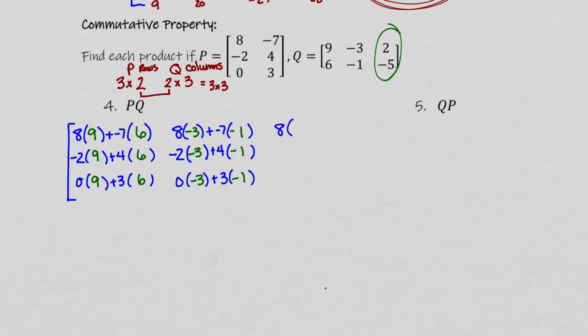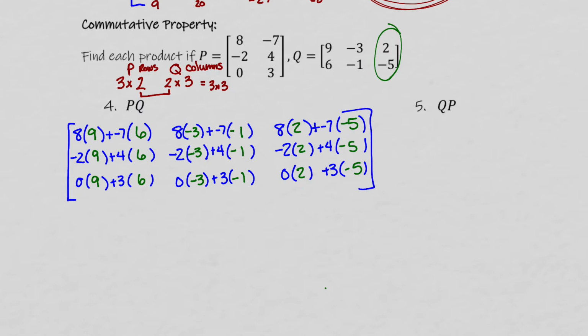So 8, -7, and that column is 2 and -5. Move down, the next row is -2 and 4. That column is 2 and -5. Okay, third row is 0 and 3. And that column is 2 and -5. Okay, so I did every row and column. As you can see, I will have a 3 by 3 matrix.